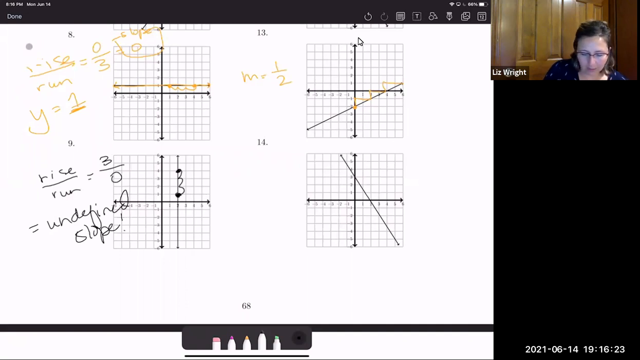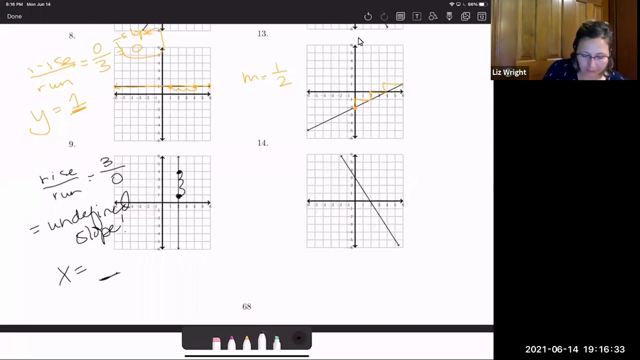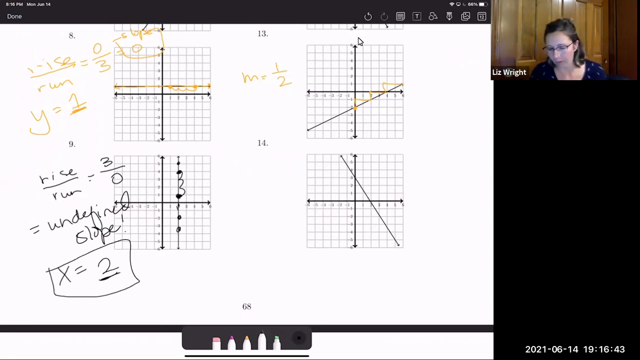And then again, we start our equation with x equals some constant term. What are our x values constantly at? Our x values are constantly at 2, right? So no matter where I put my finger on this line, my x values are constantly at 2. So that's your equation, x equals 2.